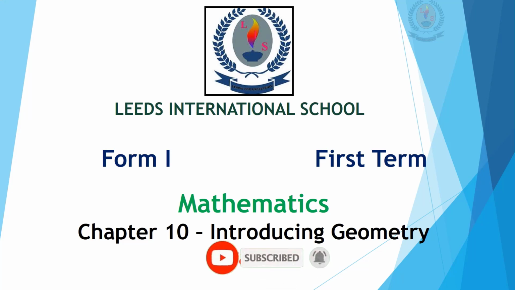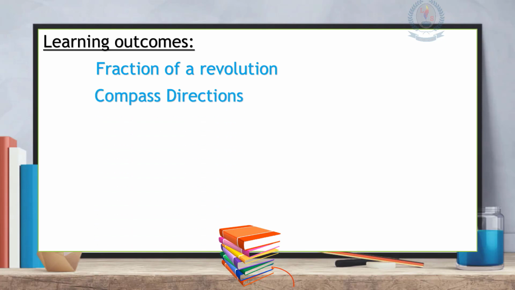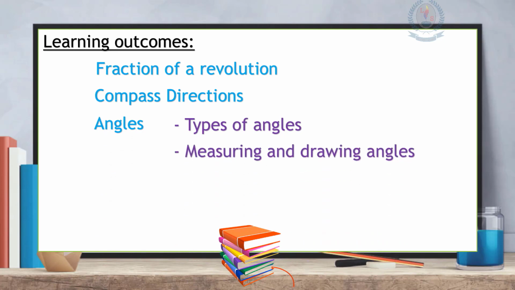Hello children, we met with a Form 1 first term mathematics lesson, chapter 10, Introducing Geometry. After discussing this lesson, you'll be able to identify what a fraction of a revolution is, the four main compass directions, what an angle is and the types of angles, the way of measuring and drawing angles, and calculating the unknown angles too.